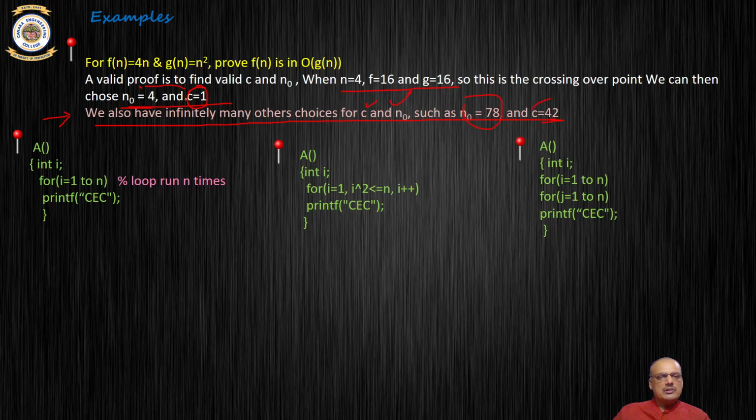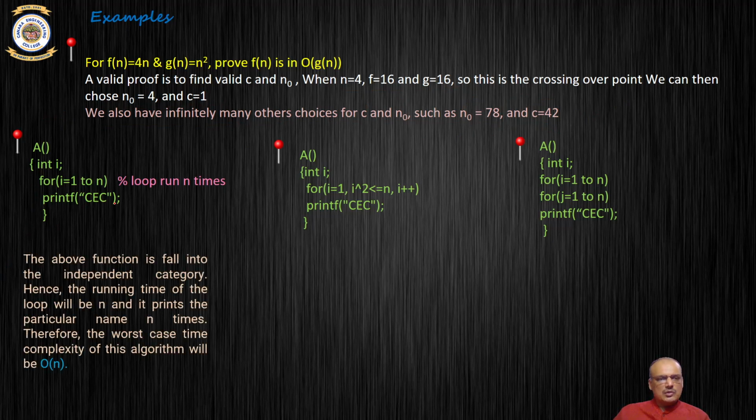So here I have assumed c is equal to 1 and the crossover actually happened at n is equal to 4, and that was my n naught. If I had chosen c is equal to 42, then the crossover actually happens at n naught is equal to 71. That was something I needed to tell you before we go ahead. So coming back to this, it has a time complexity of n, because it runs n times, taking into account that this takes 1 unit of time for execution. So we say the worst case analysis of this loop is n, bounded by big O of n.